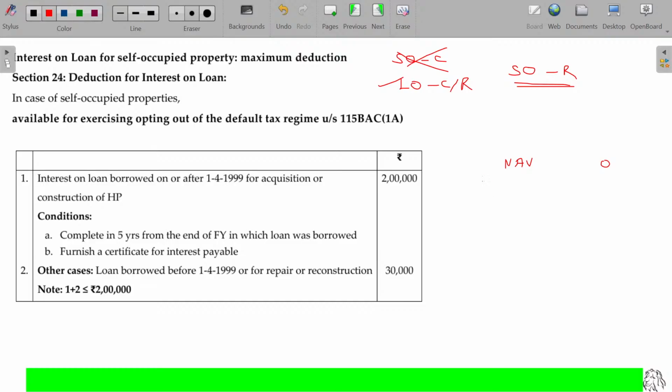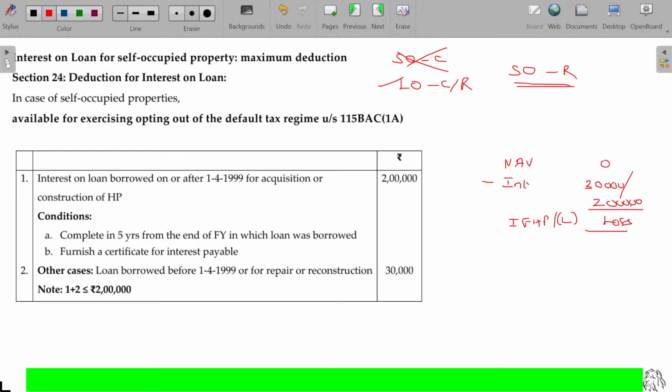So from the NAV, you can claim only one thing, interest. Interest, pre-acquisition as well as post-acquisition, provided there's a ceiling, maximum 30,000 rupees or 2 lakhs, as the case may be, you can subtract at the maximum. So you will be getting always income from house property being loss only. From the 0, if you are subtracting the interest, you will get the loss only, right? That too, this will be eligible only in case of shifting out of the default tax regime.